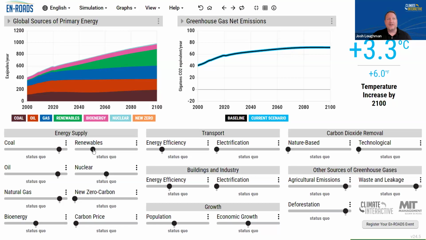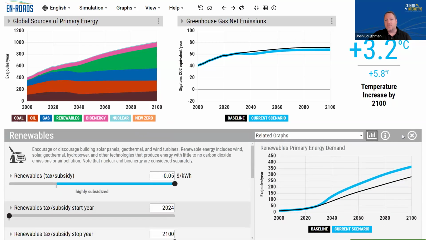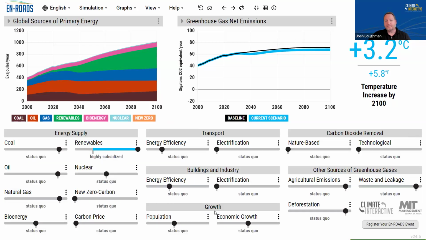Okay, so in the spirit of a rapid version of this workshop, let's go ahead and just push that subsidy all the way. This is a 5 cents per kilowatt hour subsidy. And now one of the things that we'll notice is the greenhouse gas net emissions do start to decline. And in around 2040, the early 2040s, it reaches this point where there's a bit of a rebound.